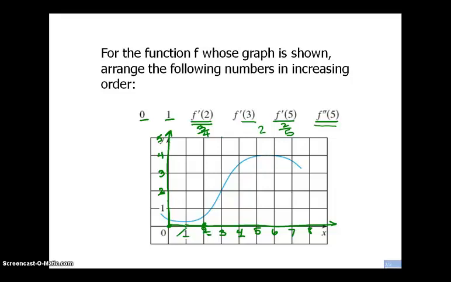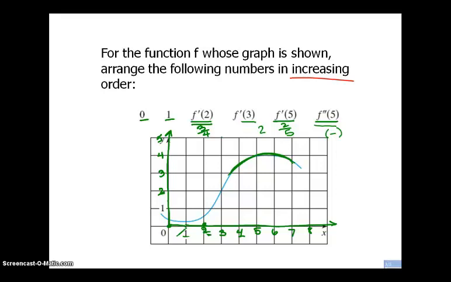Now this one's a little bit different. Here they want the concavity at 5. Well, clearly it's concave down. But I don't really need to find what that value is. I just need to realize that that value is going to be a negative value. And the beauty part is none of the other values they gave me are negative. So now I can list them in increasing order.